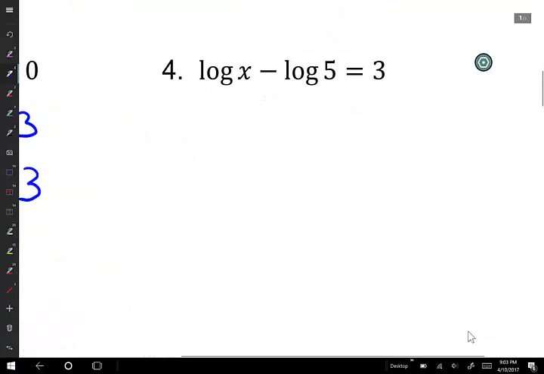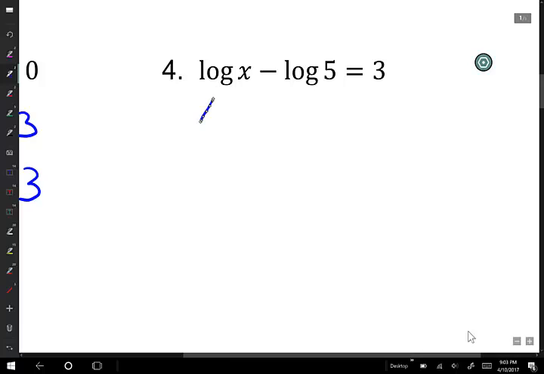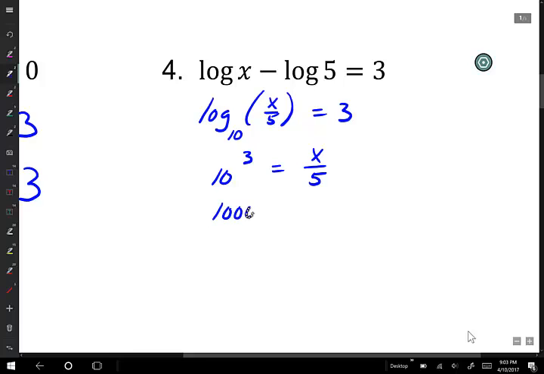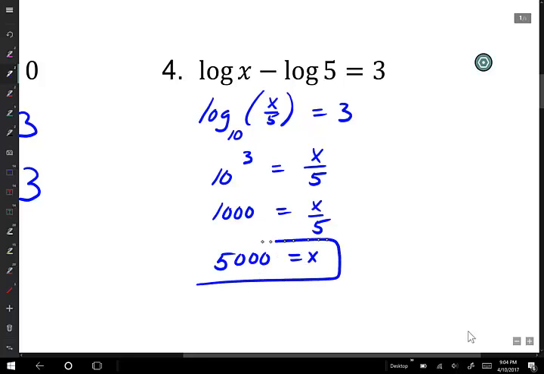Here in this problem, we have two logarithms. And so our two logarithm situation, we're going to have to deal with the issue of, okay, what are we going to do and how are we going to approach this? Probably the easiest way to do it is to combine them into one logarithm. So we can say the log of x over 5 equals 3. So we can express that as a base 10. So 10 to the third equals x over 5. That's 1,000 equals x over 5. And so x, very simply, when you multiply both sides by 5, equals 5,000.